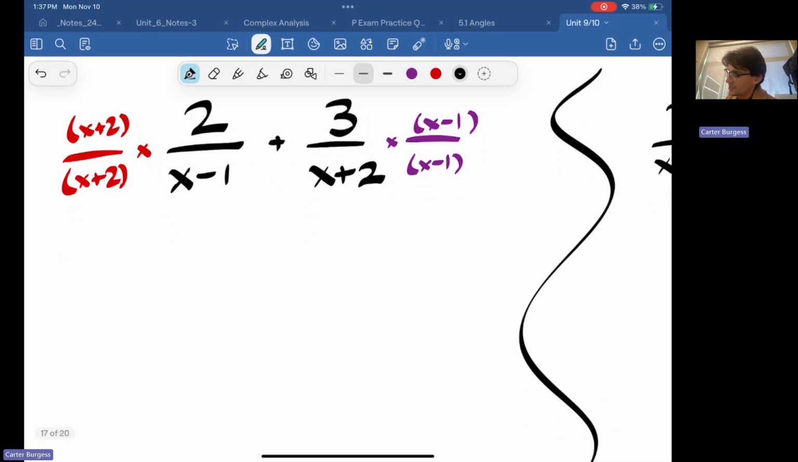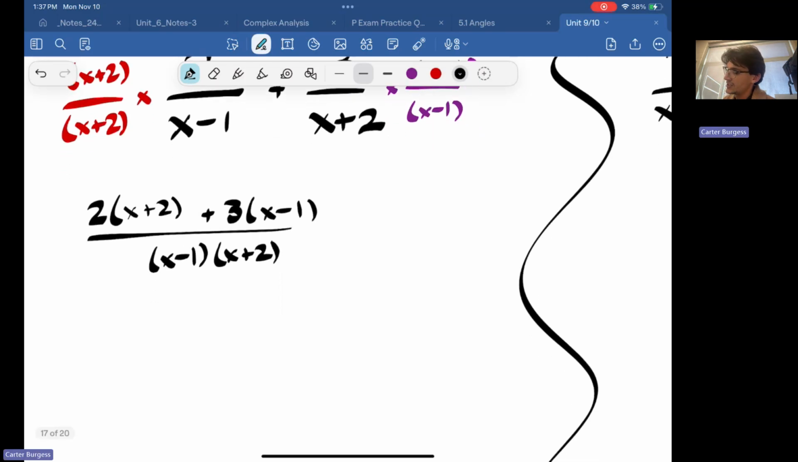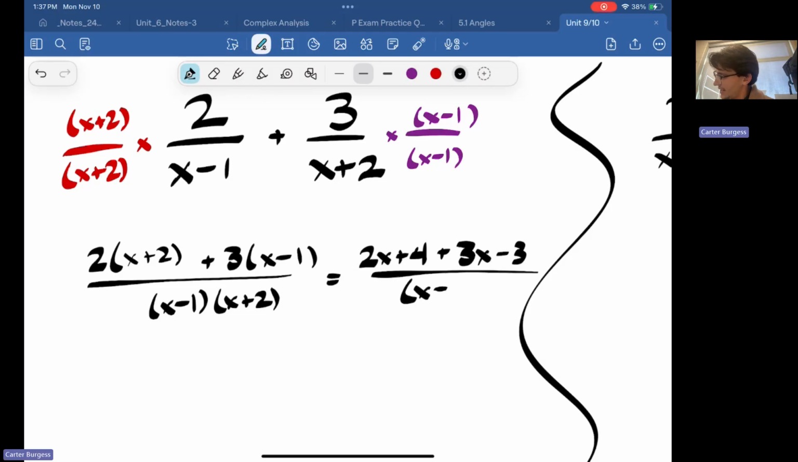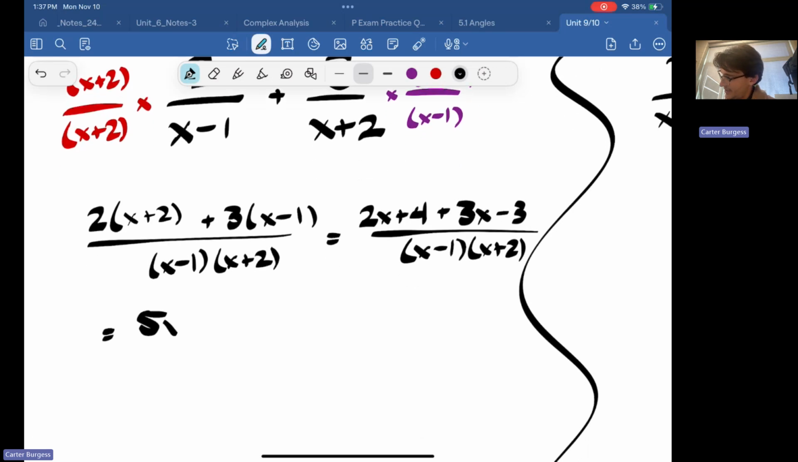And so we get 2 times x plus 2 plus 3 times x minus 1 over x minus 1 times x plus 2, which is giving us 2x plus 4 plus 3x minus 3 over x minus 1 times x plus 2. I got 5x plus 1 over x minus 1 times x plus 2.